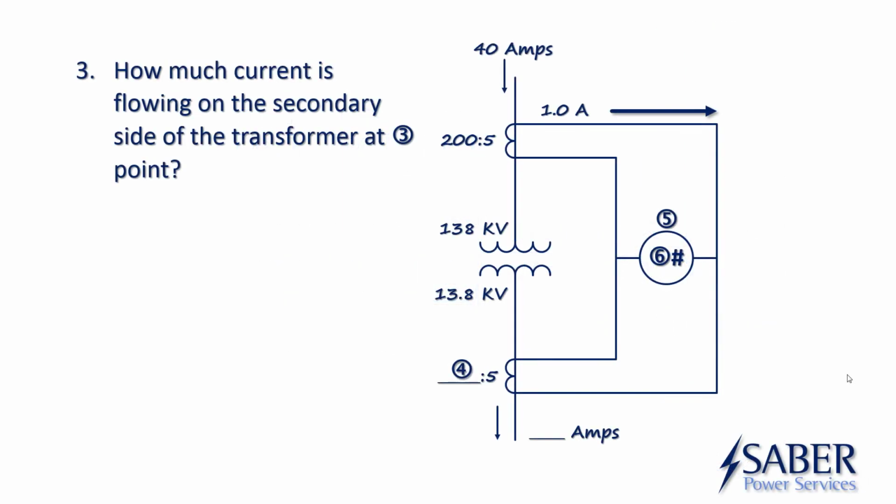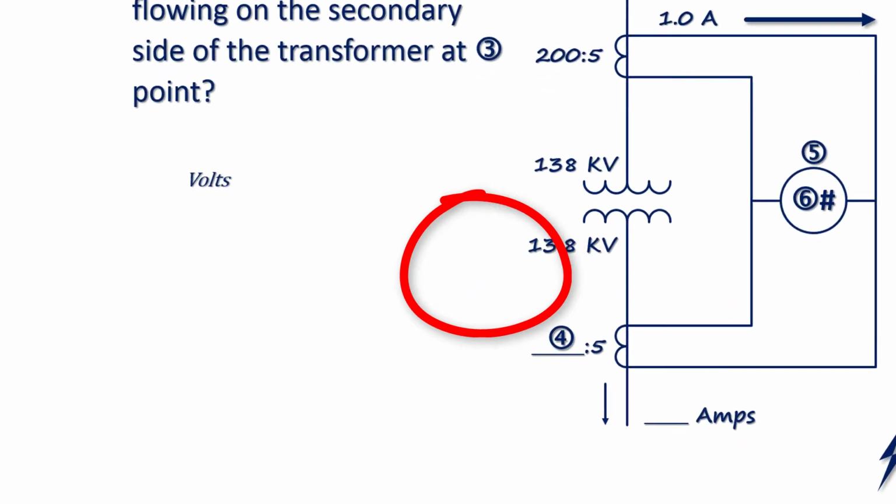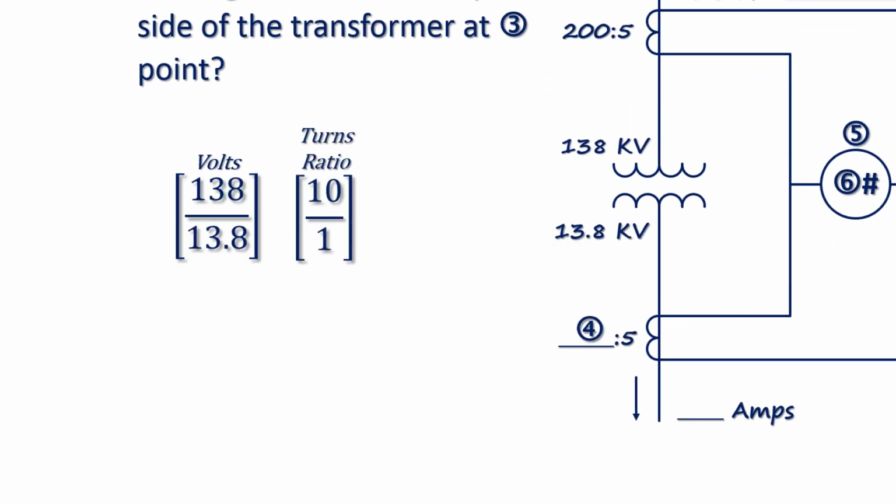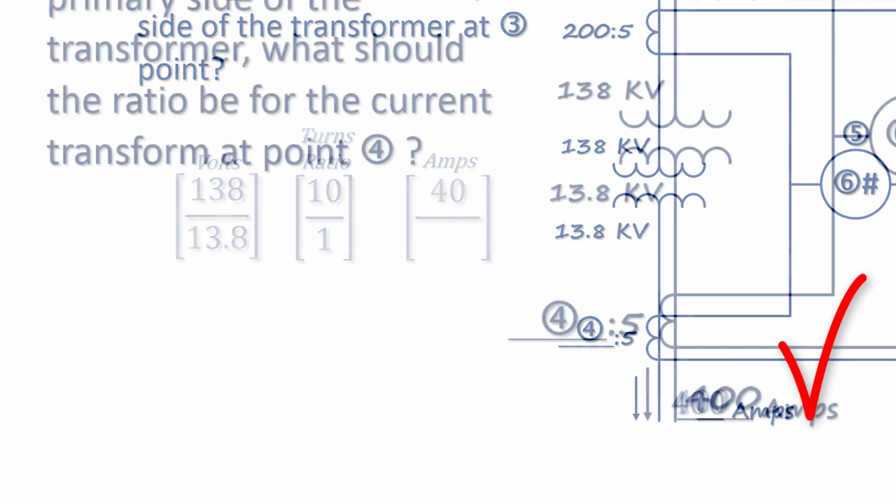So what does that mean for us? We have a transformer that is 138 kV to 13.8. So if you divide the 13.8 into the 138, you get a 10 to 1 turns ratio. So now we take the 40. For every 40 amps on the primary, how much current do you have on the secondary? You have 400. All right, so 400 amps.